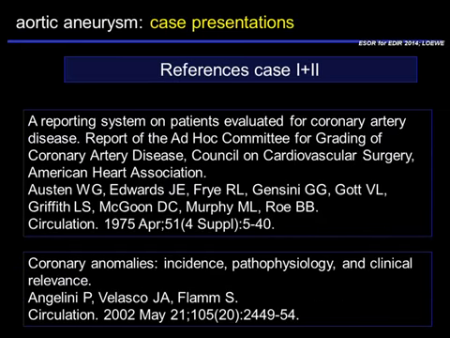Again, some references, of course very similar to the previous ones: one dedicated to the segmental model and the other giving an overview about the coronary anomalies.